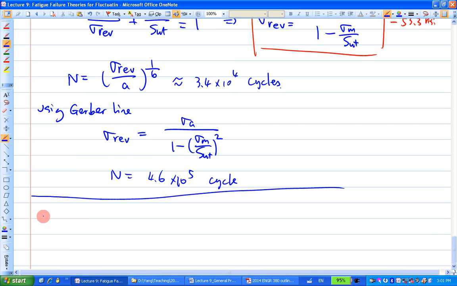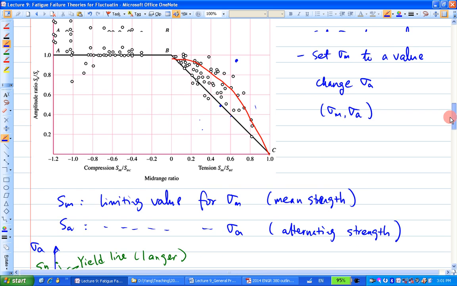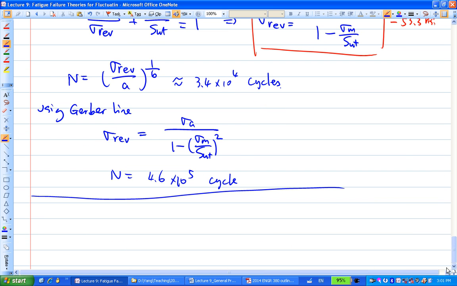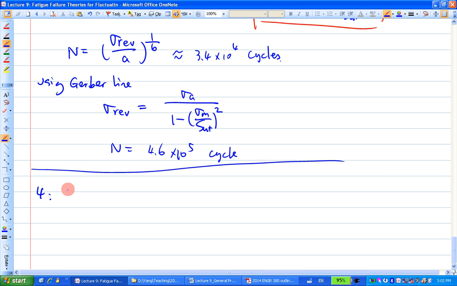So that's it for calculating number of cycles. So what's my bullet points here? Number 3. Okay. Number 4. For number 4, I'll skip one part of it here. Actually, I don't think I should skip here. Number 4 is what if my loading is a fluctuating torsional stress?